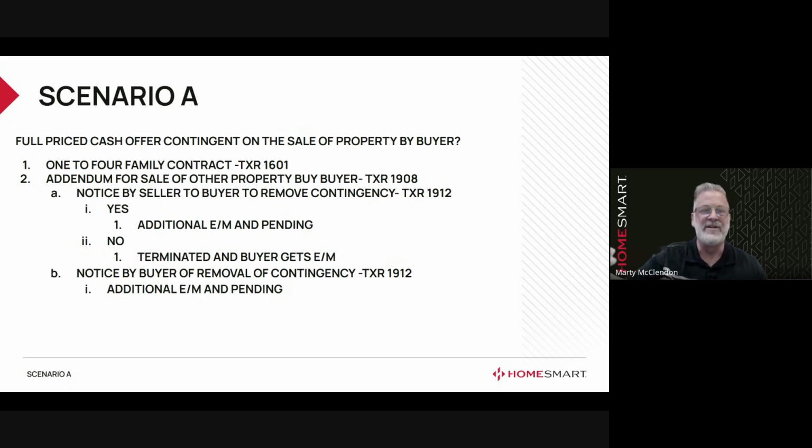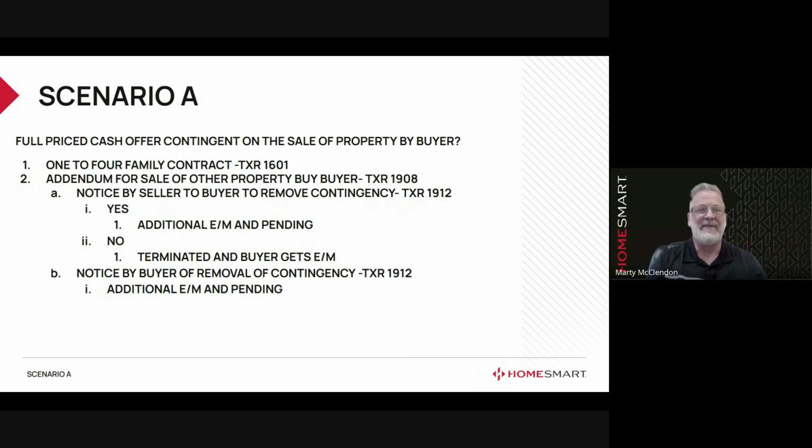A seller gives notice to the buyer to remove it if they get an additional offer. If they say yes, then the buyer would deposit additional earnest money and go pending. Got that. Satisfied. If the seller gives notice and the buyer says no, the deal is terminated and the buyer gets the earnest money. Okay.